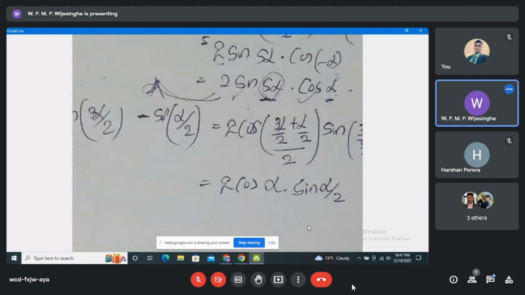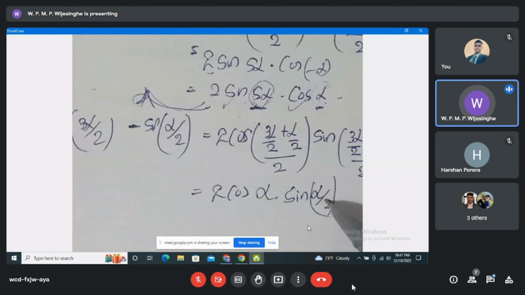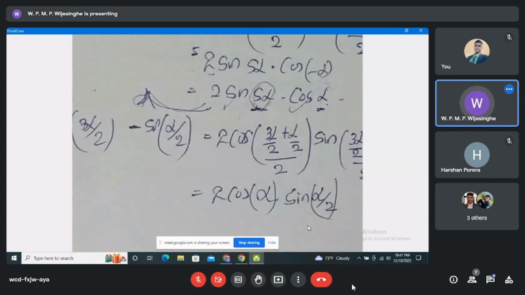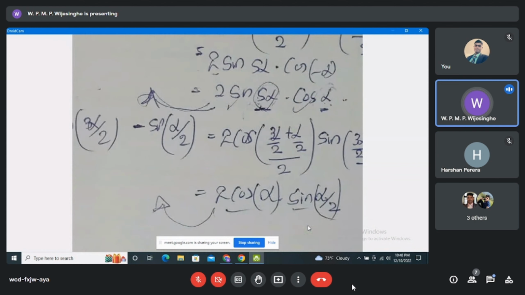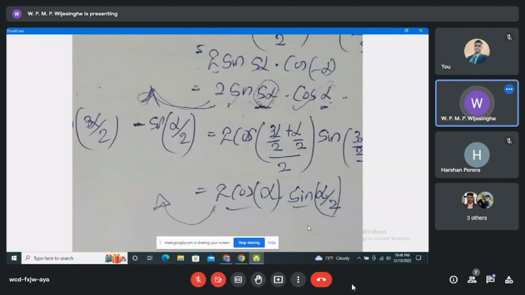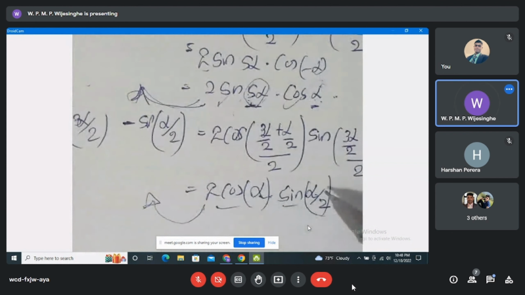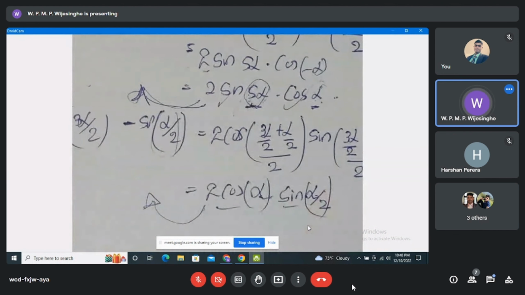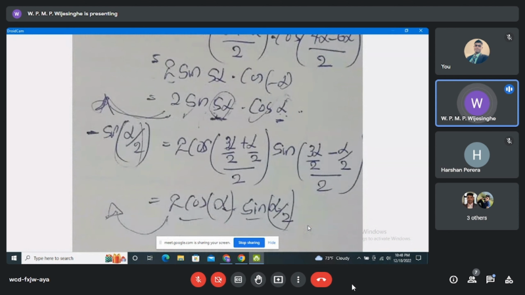So that here sin is having the small angle, and this is having cosine terms. So it is the difference between sines, right? When it goes in reverse, the summation of these two is alpha plus alpha divided by 2. It is 3 alpha divided by 2. The difference is alpha minus alpha divided by 2. It is alpha divided by 2.